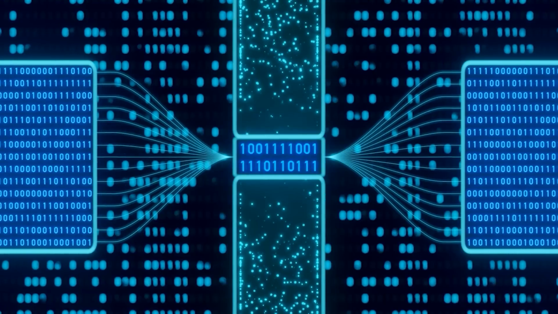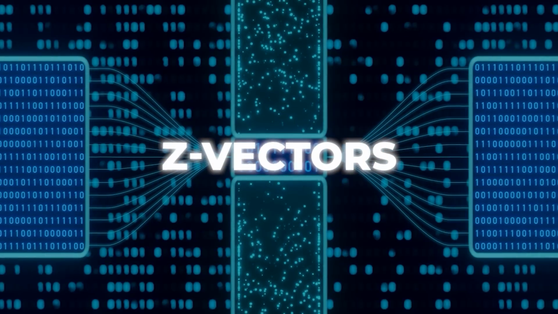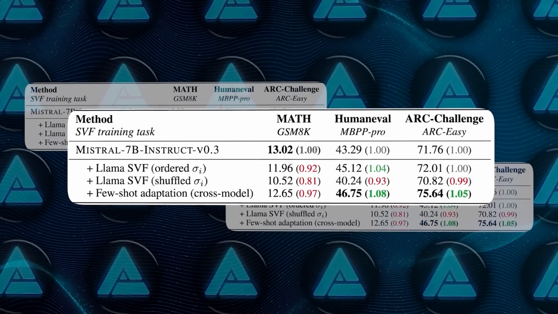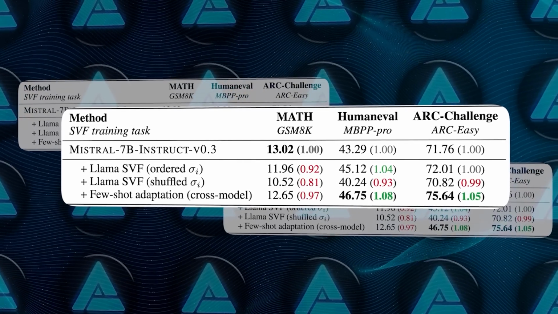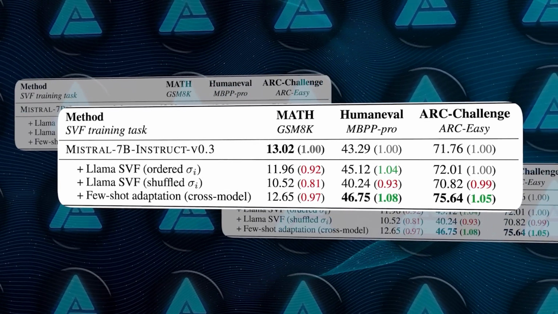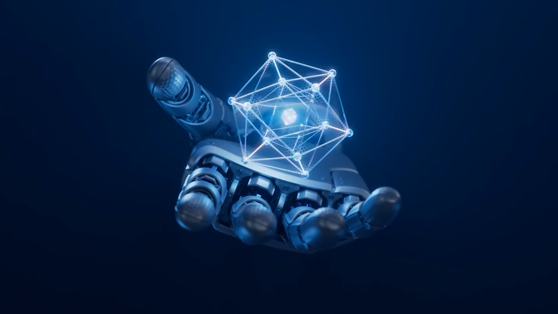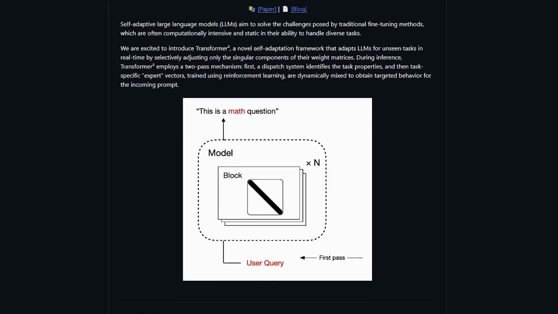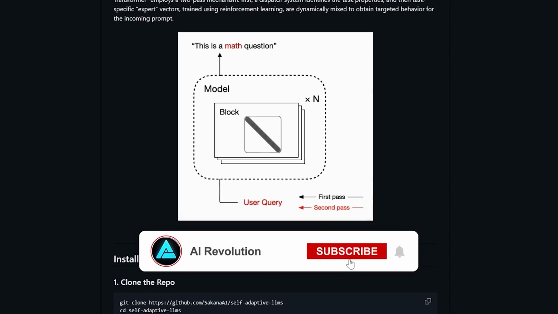Another cool finding is that these Z vectors can be moved between models of similar architecture. If you have a set of Z vectors trained on Llama 3, you might be able to use some of that knowledge on Mistral, though it performs best when you create fresh Z vectors for each target. They've also made the code open source on GitHub, so if you're feeling adventurous, you can dig right in.